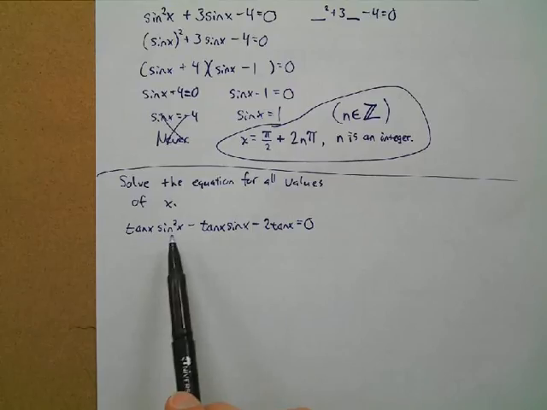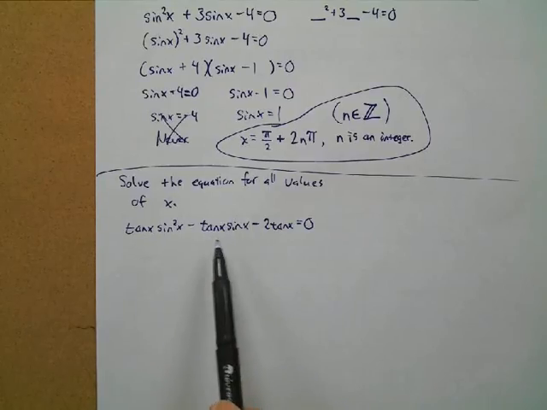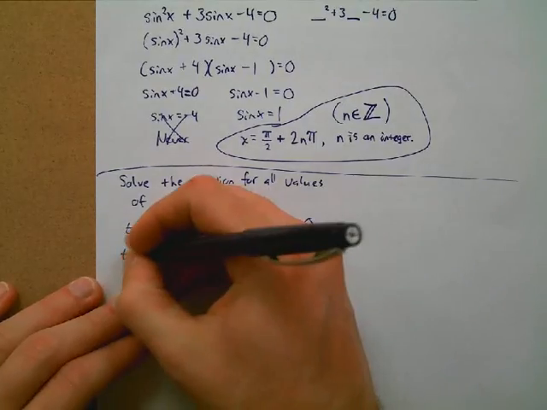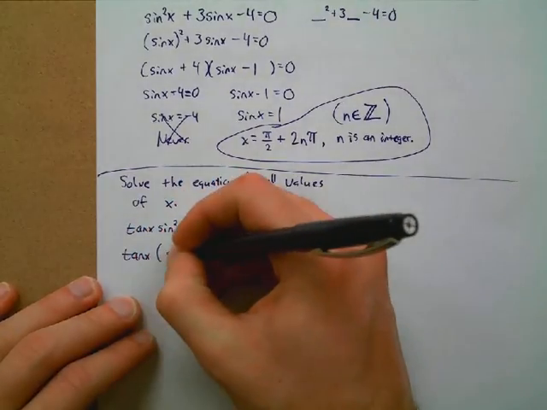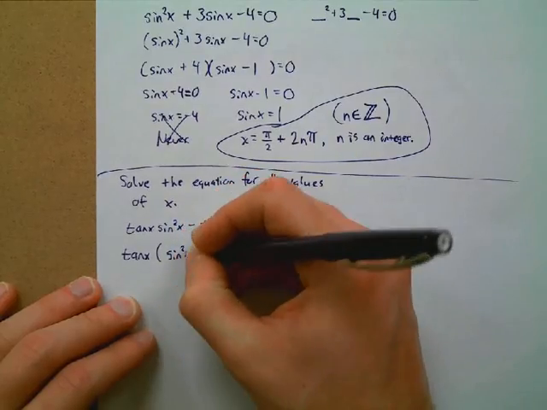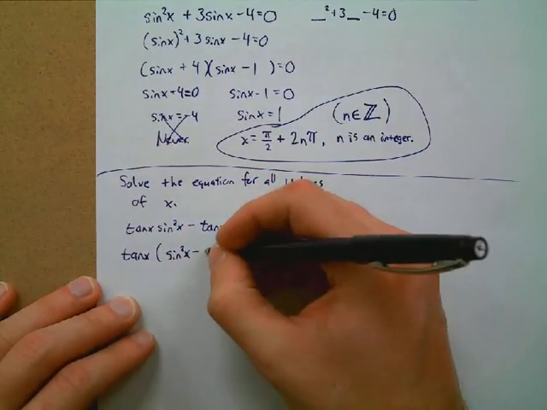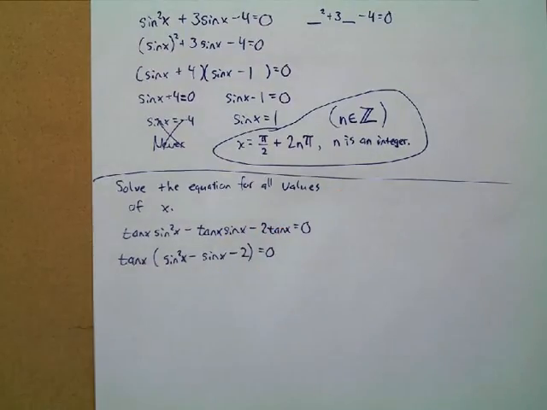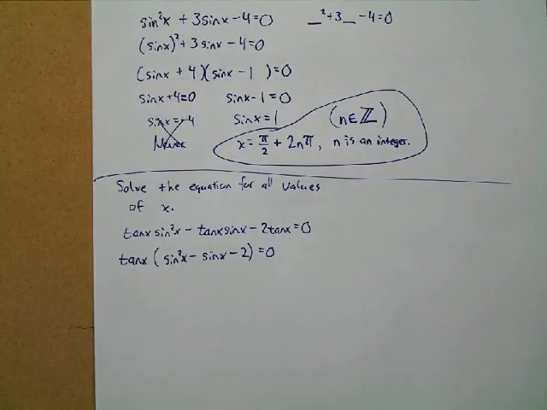What do you say? Yeah, so if you look here, all three terms have a tangent, let's factor a tangent out. We have a GCF there. We're left with sine squared x minus sine x minus 2. And then, yet again, we see that sine squared x minus sine x minus 2, maybe factor that, right? Like a quadratic.